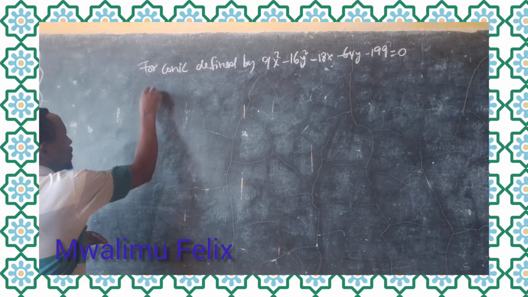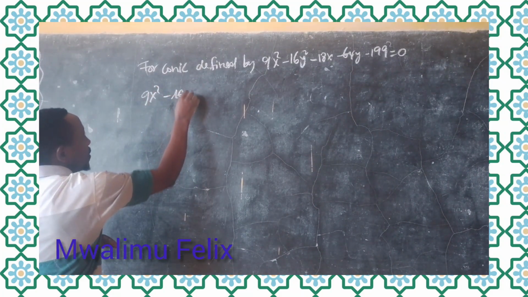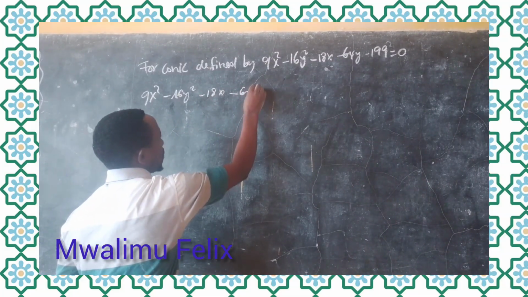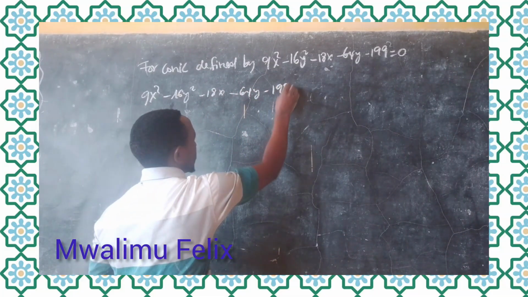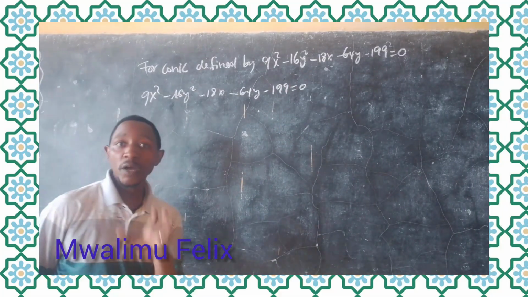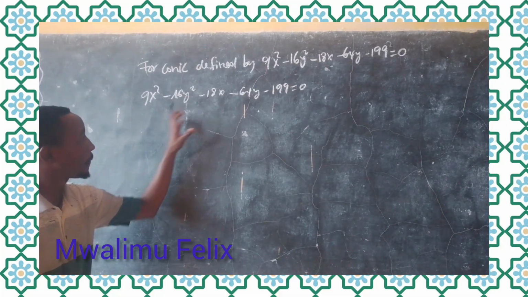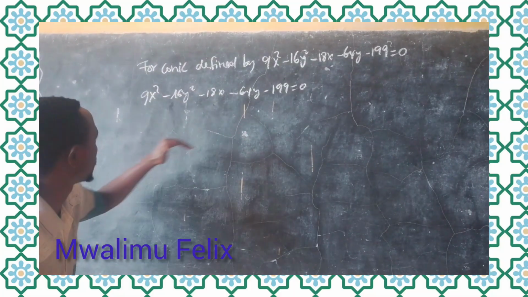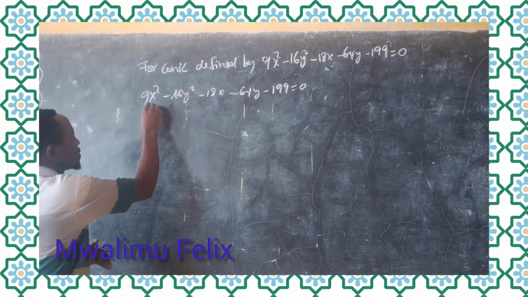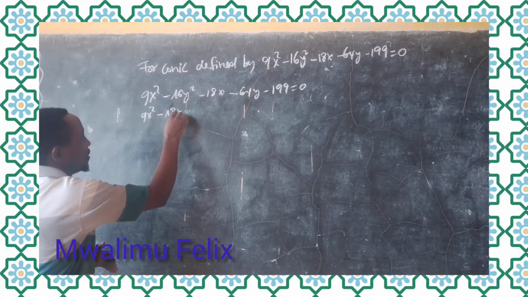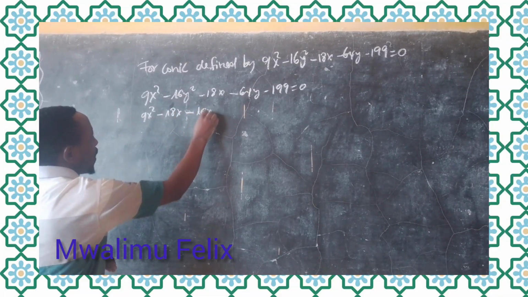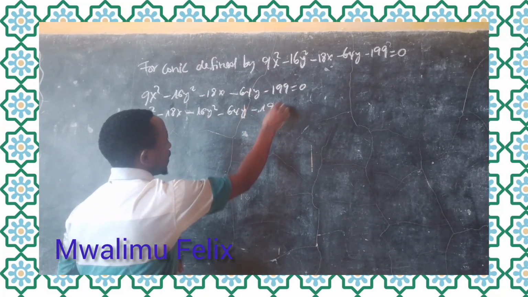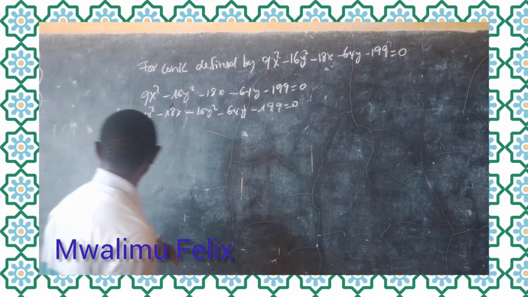So we need 9x squared minus 16y squared minus 18x minus 64y minus 199 is equal to 0. To put this in standard form, we group the terms with the same variable. So for that, we group 9x squared minus 18x minus 16y squared minus 64y minus 199 is equal to 0.